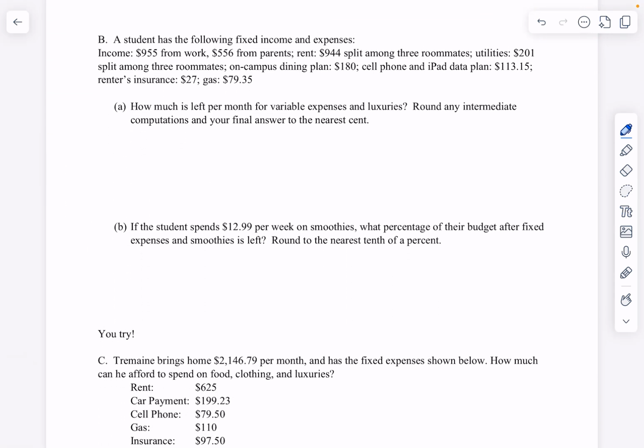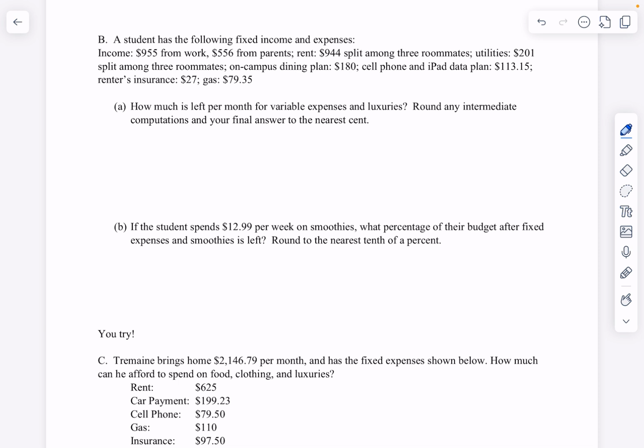A student has the following fixed income and expenses. $955 from work, $556 from parents. The rent is $944, but it's split among 3 roommates. Utilities is $201, and it's also split among 3 roommates. On-campus dining plan is $180. Cell phone and iPad data plan is $113.15. There's renter's insurance for $27, and there's gas for $79.35.